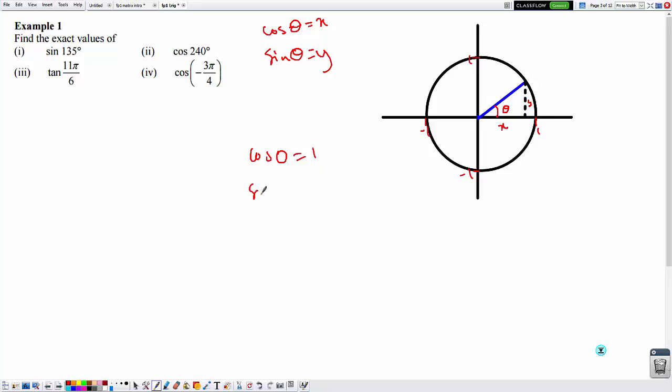What is sine of 0? Sine of 0. That's a 0, not a theta. Well, when I make an angle of 0 degrees, imagine it's not this line anymore, it's just this 0 degrees there. Well, sine is my y value. What's my y value there? Well, it's 0.